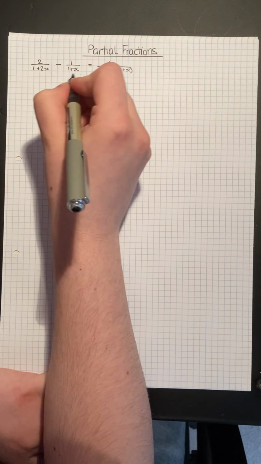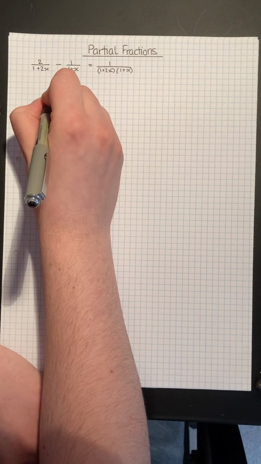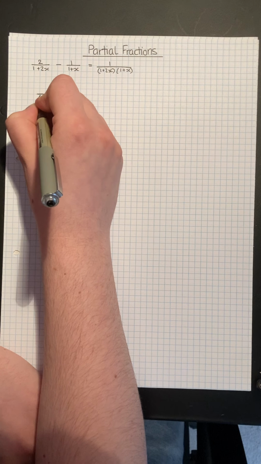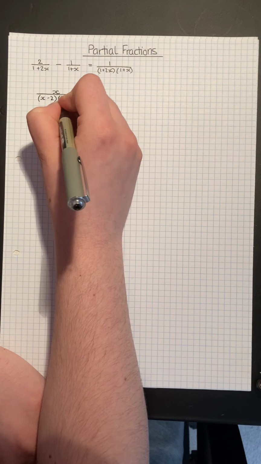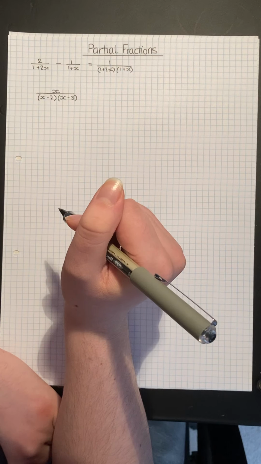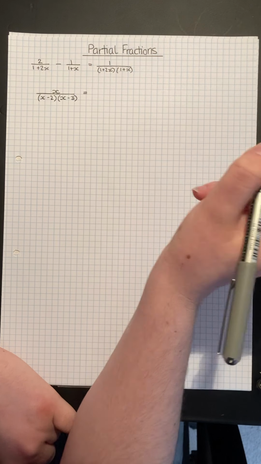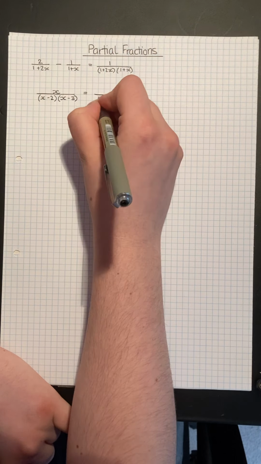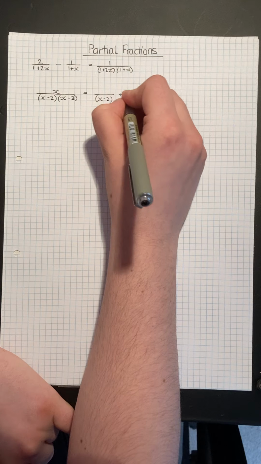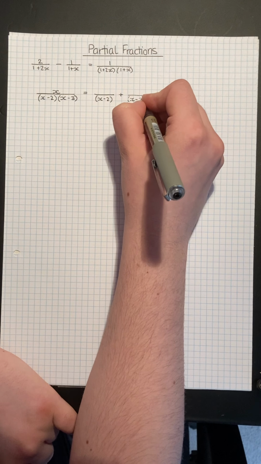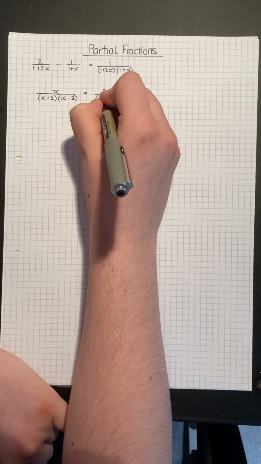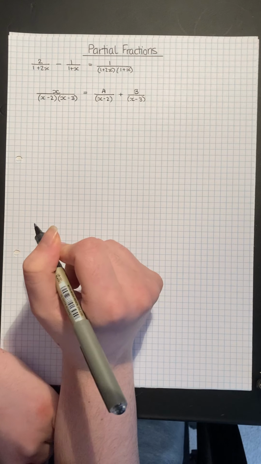Let's start with this example, which is x over (x minus 2)(x minus 3). So when you see a fraction like this, you know that when you're decomposing it, you're going to end up with x minus 2 as the denominator of one fraction and x minus 3 as the denominator of the other fraction. But at the moment you don't know what the top is going to be, so we normally just write a and b because we don't know what those numbers are going to be.